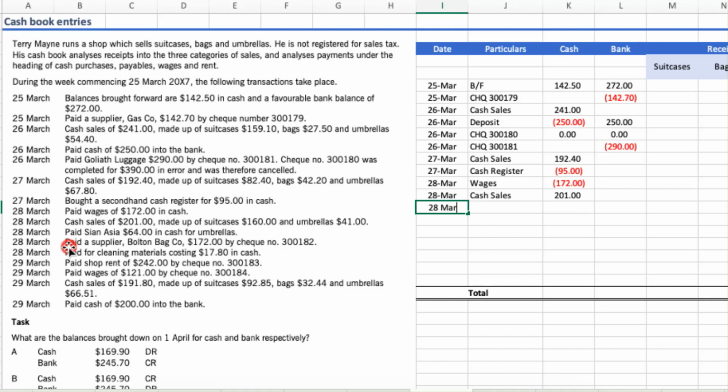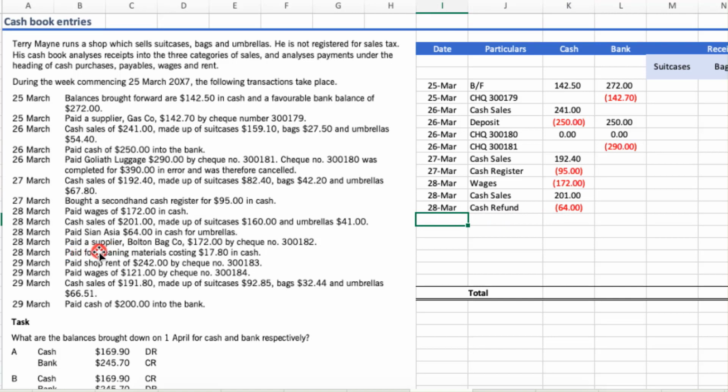28 March, paid ACCA $64 in cash for umbrellas. So we paid some cash for umbrellas. It's a cash payment, or a cash refund to our customer against umbrellas, and we are paying through cash. So we will reduce the cash balance by $64.